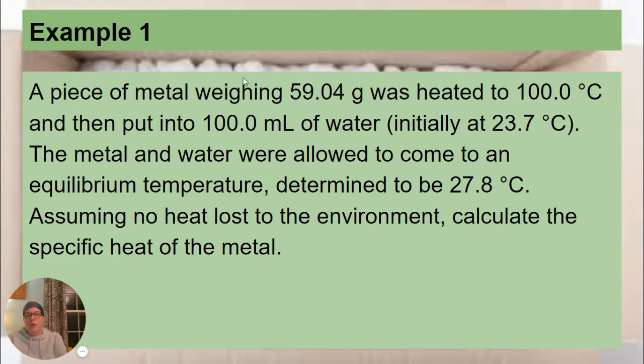A piece of metal weighing 59.04 grams was heated to 100 degrees Celsius. So that could be that little cylinder we talked about. And then put into 100 milliliters of water, initially at 23.7. The metal and water are allowed to come to an equilibrium temperature determined to be 27.8 degrees Celsius. So that's that plateau they hit together. They both are 27.8 degrees Celsius. Assuming no heat loss to the environment, calculate the specific heat of the metal.